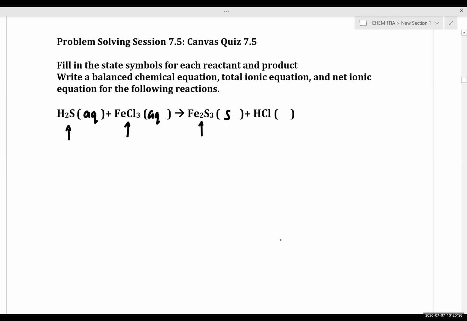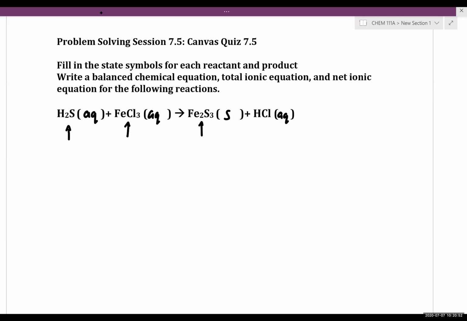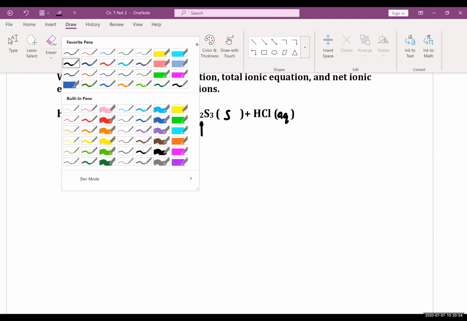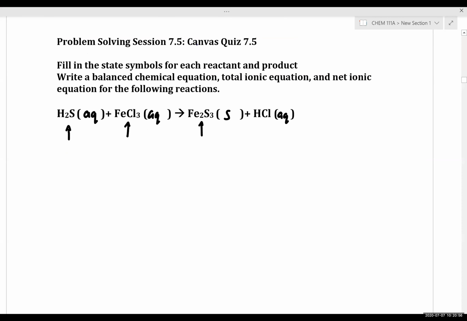With that aside, hydrochloric acid, is that soluble or insoluble in water? It's soluble, okay? Now, while we're here, let's do a balancing exercise, because if you don't have a balanced equation, you're sort of stuck with regards to writing a net ionic equation.